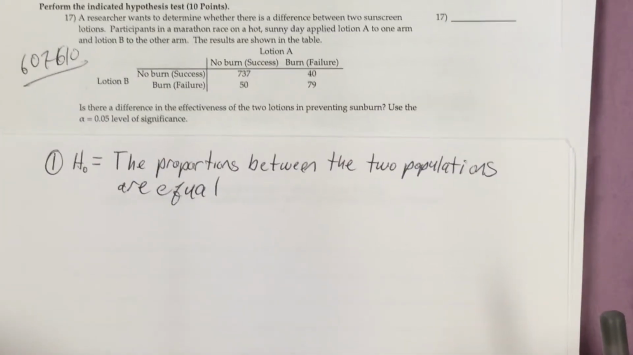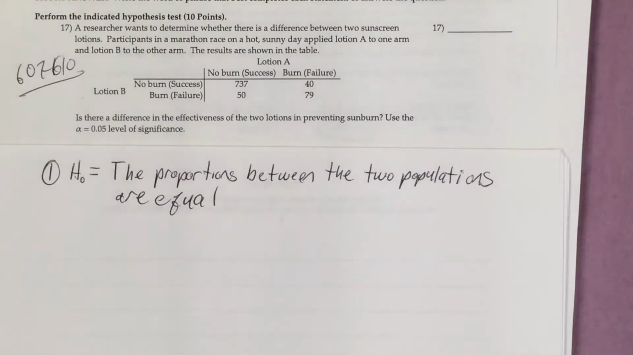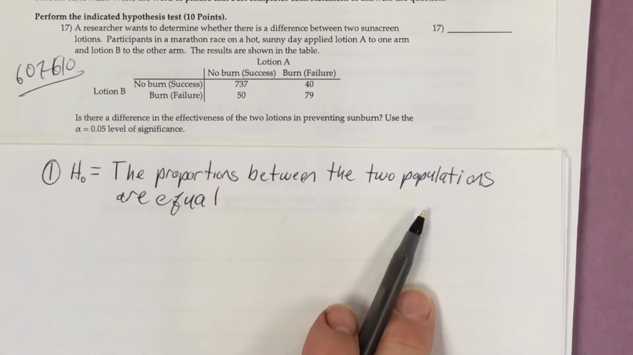Sorry guys, just realized I'm kind of off the chart here. There you go. So for that question, again, refer to page 607 to 610. That's going to be our null hypothesis. The proportions between the two populations are equal.